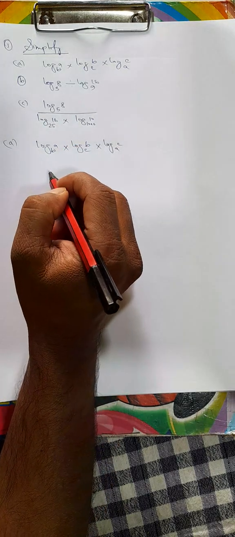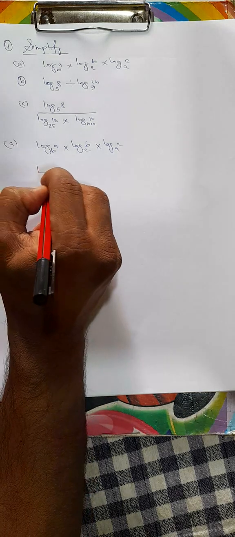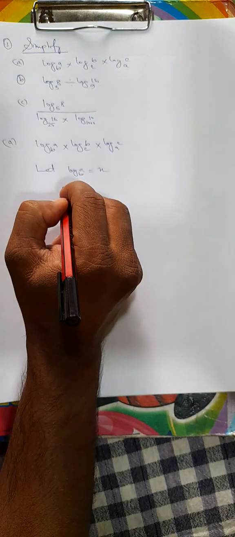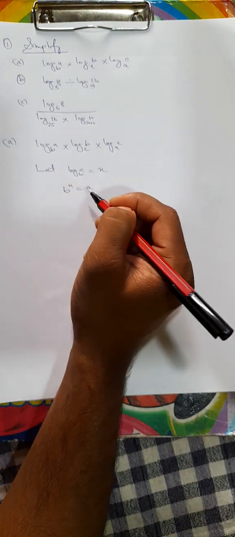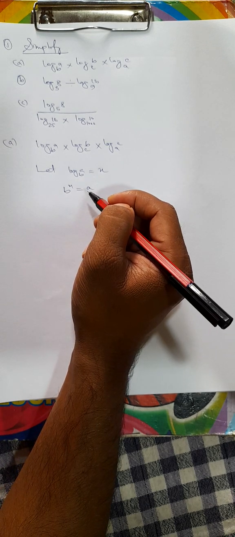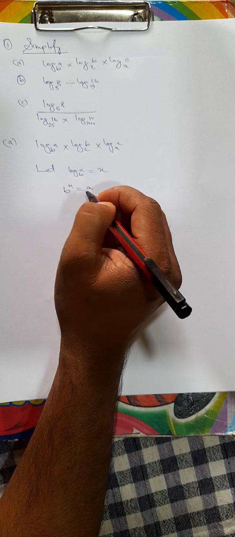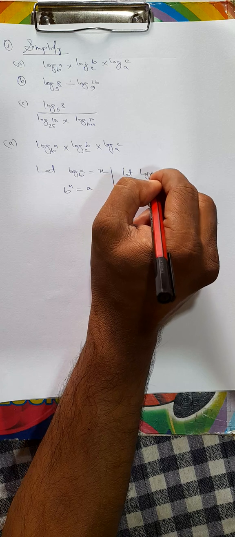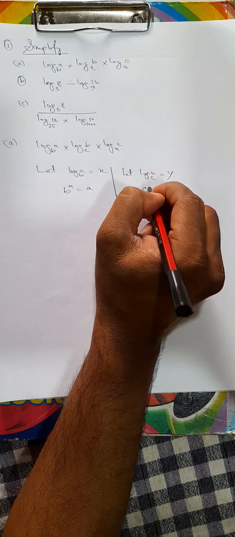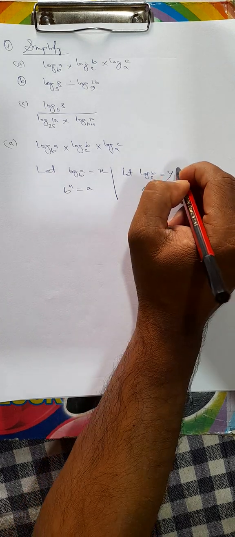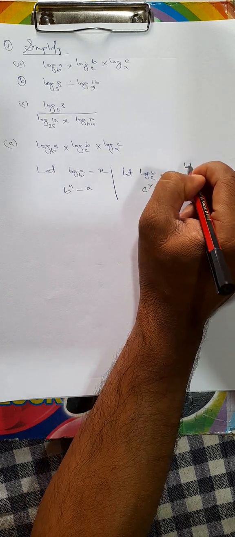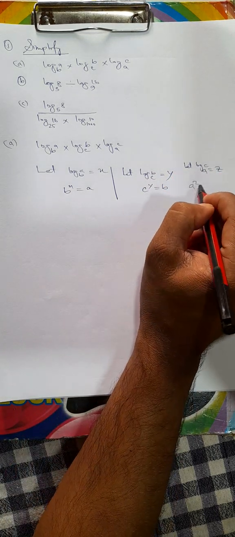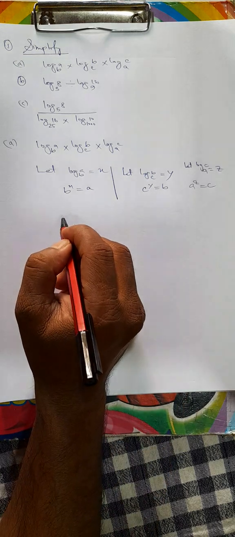Now let's assume that log a to the base b equal to, suppose, x. That means b to the power x equal to a, right? B to the power x equal to a. Then let log b to the base c equal to y, c to the power y equal to b. Similarly, let log c to the base a equal to z. That means a to the power z equal to c, right?